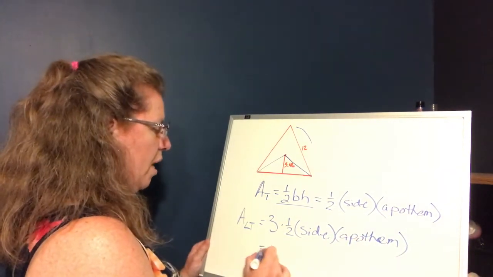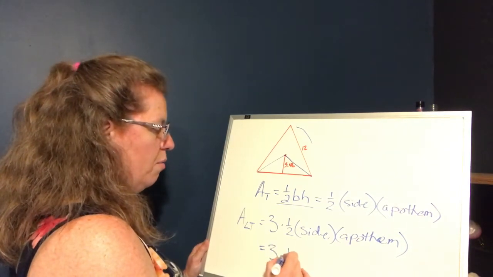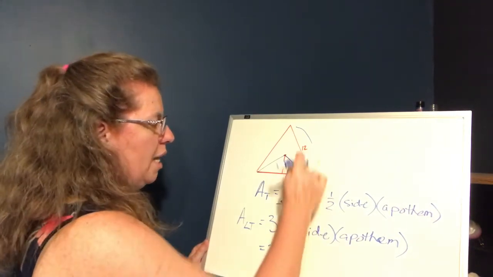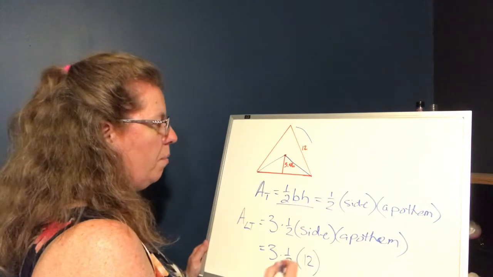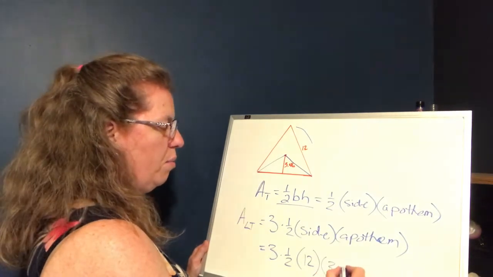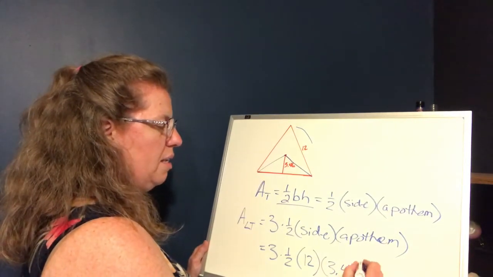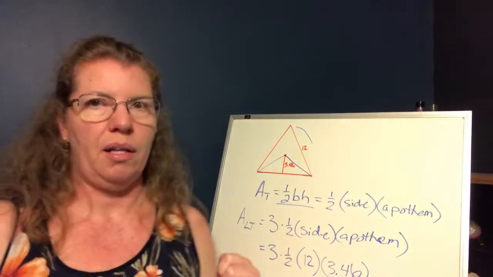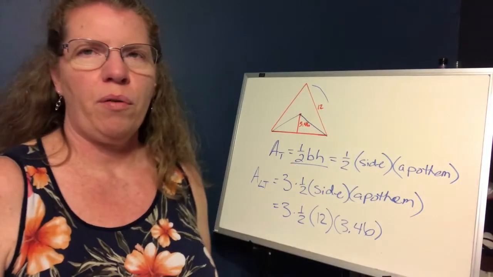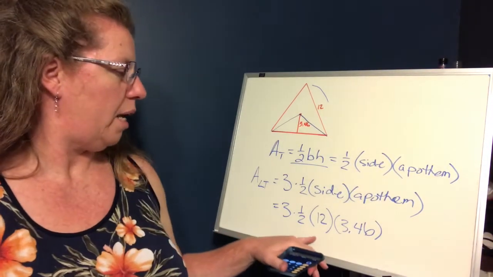Okay, so when we fill that in, 3 times 1/2, our side length is 12, and our apothem is 3.46. Let me go grab my calculator. Okay, I'm back with my calculator. Let's take a look at our numbers here.